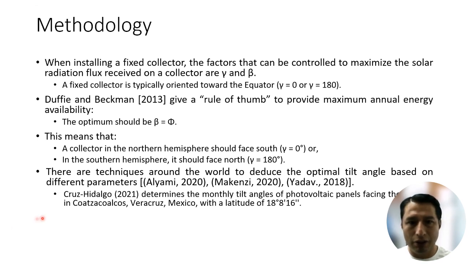Around the world, there are many techniques to determine the optimal inclination angle. Among them are the following authors. It is worth highlighting the work previously presented by our group, that of Cruz Hidalgo, which determines the monthly angles of photovoltaic panels facing the equator. This is done for the city of Coatzacoalcos, which has a latitude of 18 degrees.